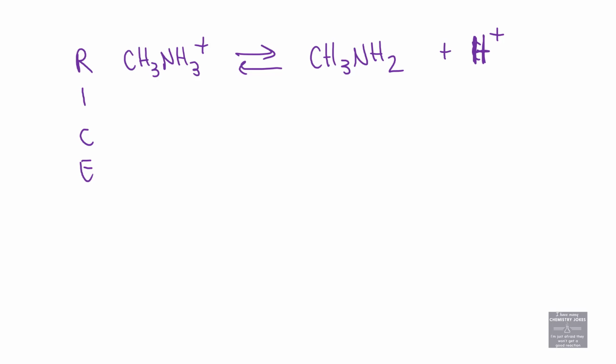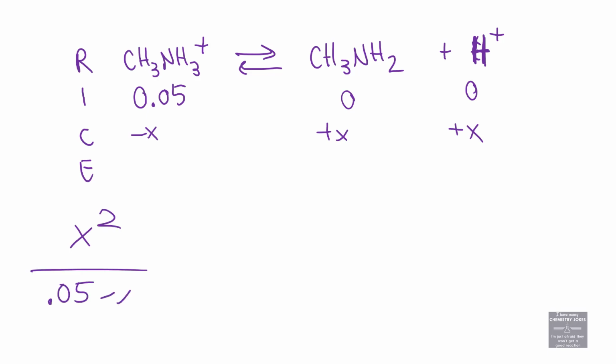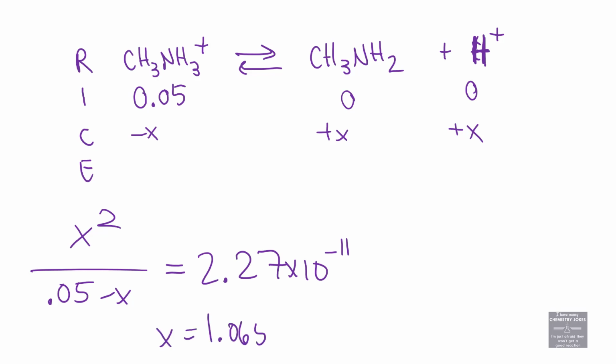So my concentration of CH3NH3 plus is 0.05. None of this, none of that, because they ran out at the end of my limiting reactant table. Minus X plus X plus X. This is a standard, like I said, Ka. X squared over 0.05 minus X equals Ka, and we were only given Kb, but the Ka is 2.27 times 10 to the negative 11. X equals 1.065 times 10 to the negative 6.